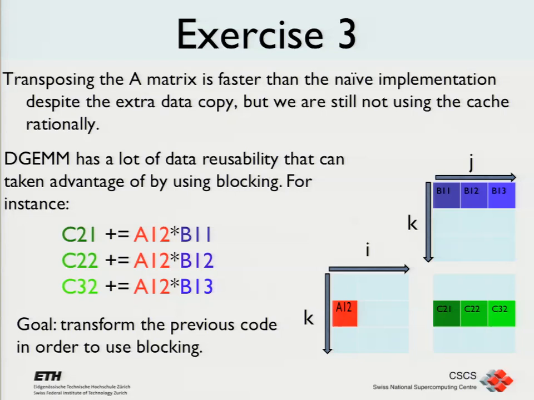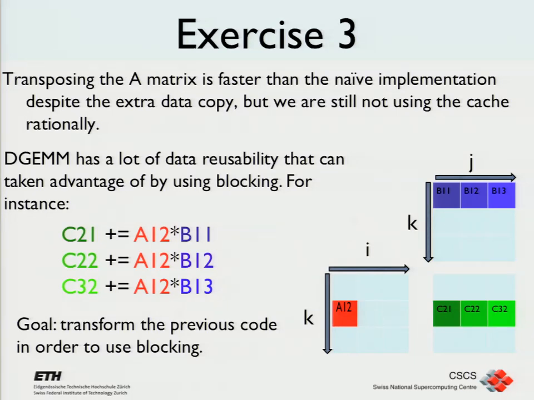Now, we transpose the matrix A, but we are still accessing data in a very inefficient way. Meaning that since we are going through the K direction, we are multiplying this block by this block, then this one by this one. And when we need to compute those entries there, we reload this block to multiply it by another one.